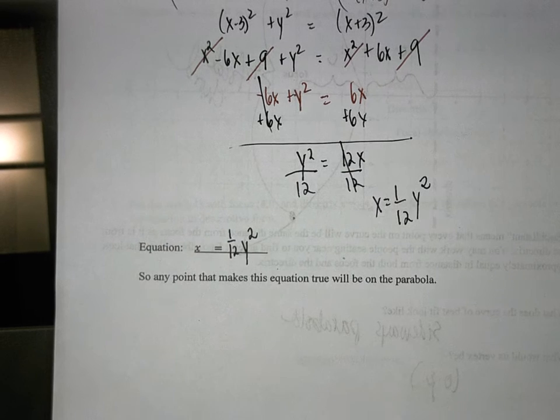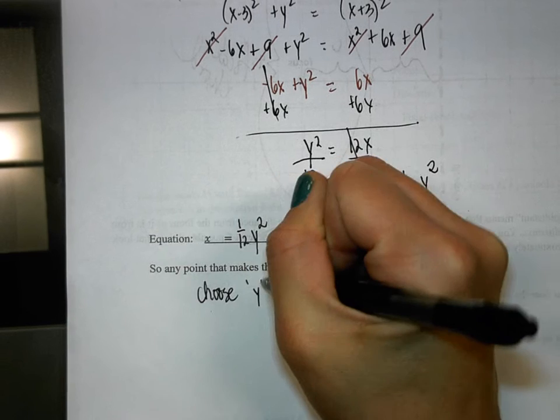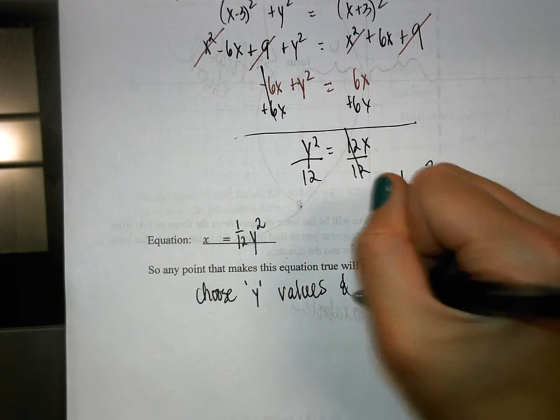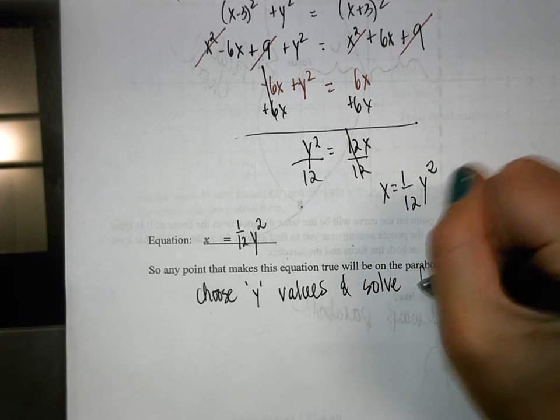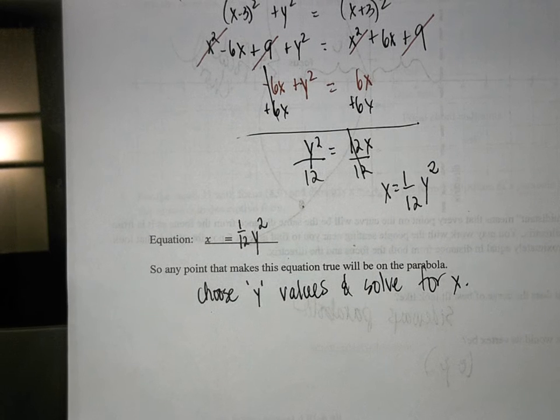Okay, and so on this one, I'm just going to write here, we would choose y values and solve for x in order to get the points on the graph. Where previously we would choose x values and simplify and solve for y. So it's just the opposite. Okay, any questions before we move on?